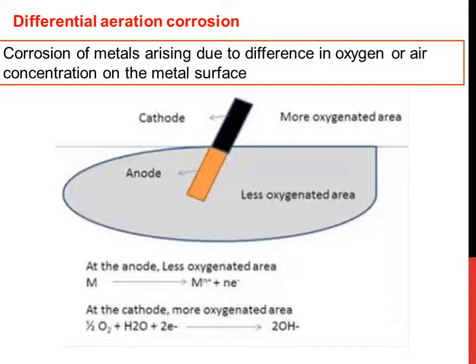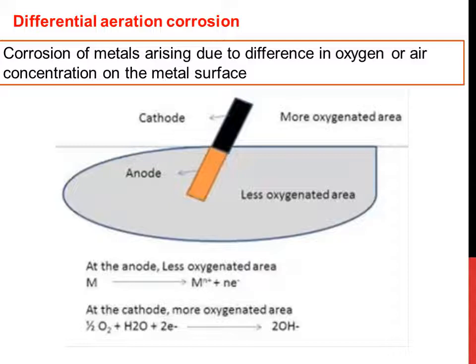Next is differential aeration corrosion. Corrosion of metals arising due to the difference in air concentration or oxygen distribution on the metal surface is known as differential aeration corrosion. Here you can see the diagram, where some part is more aerated or more oxygenated, whereas some part is less oxygenated. When there is a difference in distribution of air or oxygen, the rate of corrosion is also affected, and it results in this type of corrosion, that is nothing but differential aeration corrosion.